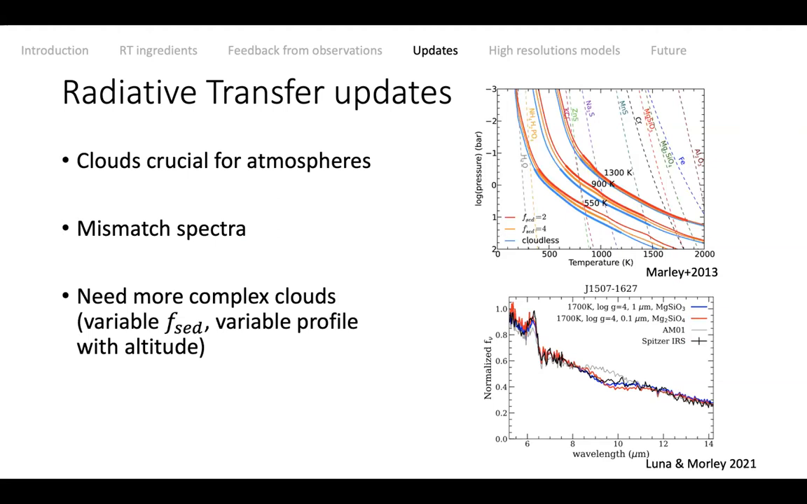And speaking of clouds, you have probably heard already from Natasha, Ryan, and a lot of other people here that they are crucial for all atmospheres and also a pain to model very often. Also for brown dwarfs, often they are the cause of mismatch in our spectra. And there has been a lot of work done recently to start upgrading clouds from the traditional recipes we use, like the Ackerman and Marley clouds, in order to now include, for example, variable sedimentation efficiencies or use combinations of Mie clouds with different optical properties, like Luna and Morley recently published in order to mimic amorphous crystal clouds. And we see that these start fitting our spectra better.